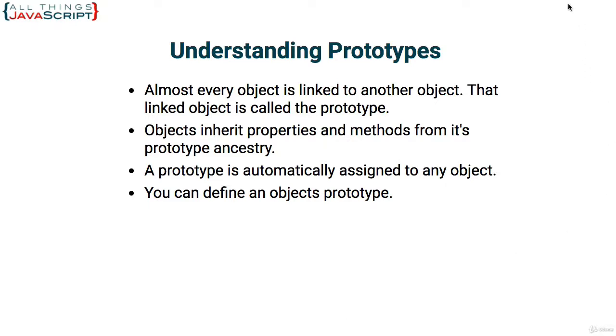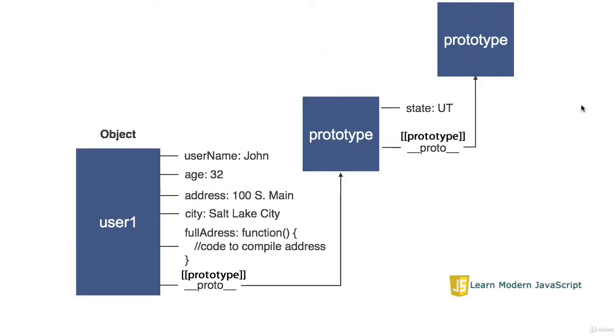All right, let's take a look at a diagram that can help illustrate the prototype. So here on the left side, we have an object. Its identifier is user1. It has some properties: username, and the value is John, age 32, address, city. Full address is a function, and there's code inside of that function. There is a default property assigned to this object, and that default property is referred to using both of these terms.